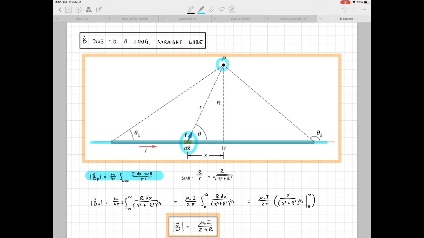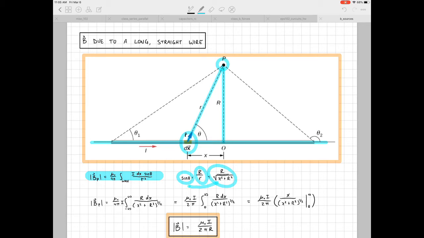And so I is constant, so I'm going to bring that out of the expression. But let's look at the other terms. Sine of theta, well, if you look at this triangle out here, sine of theta is opposite over hypotenuse. And so sine theta is big R over little r. And then little r is, using the Pythagorean theorem, the square root of x squared plus big R squared.